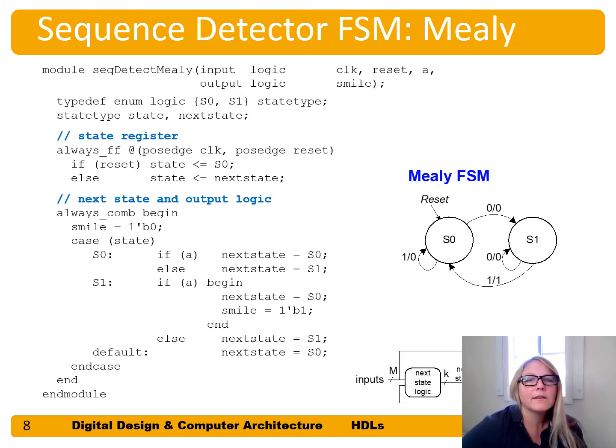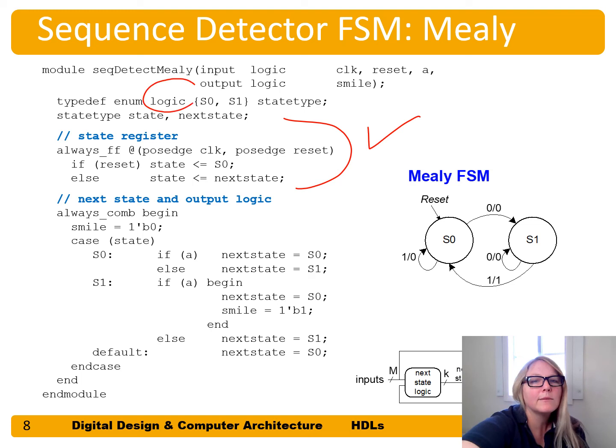And so here we have our state register. As usual, in this case we just have 2 states, so we just need 1 bit of state. So typedef enum logic instead of typedef enum logic 1:0, just a single bit of state. And now we have our next state and output logic combined. So you could have separated those into 2 blocks. But here we have our case statement.